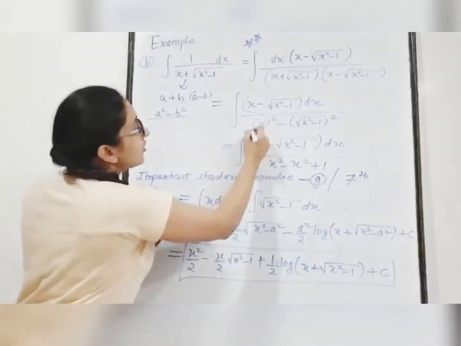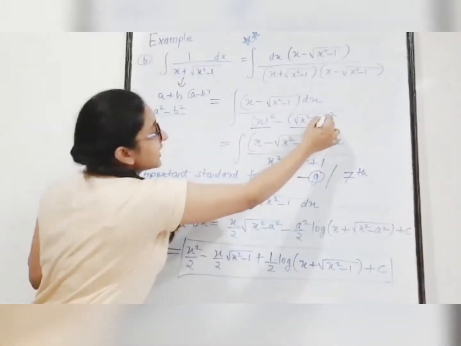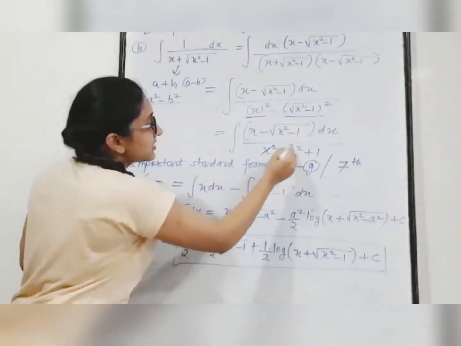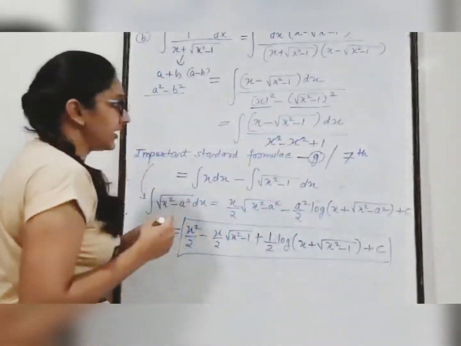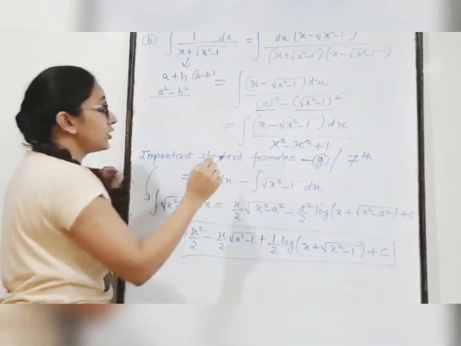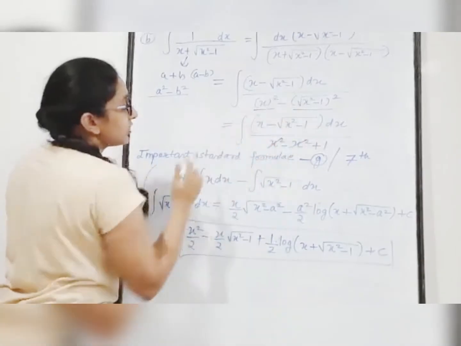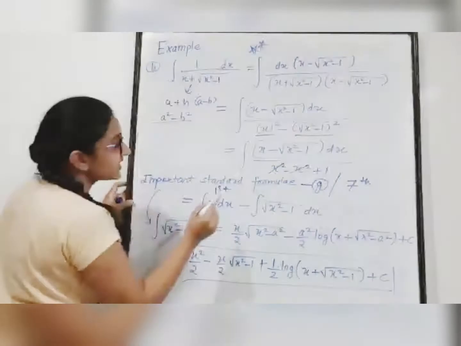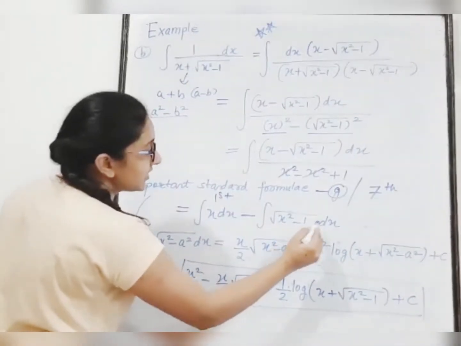So here, if I solve this a square minus b square, this will be x square minus, since this root gets cancelled with the square, x square plus 1, and minus minus is plus 1. So this gets cancelled, we have the denominator as 1. Basically, we are only left with the numerator, that is x minus root over x square minus 1 dx. Now if I split both the terms, the first term is integration of x dx and the second term is subtract integration of root x square minus 1 dx.